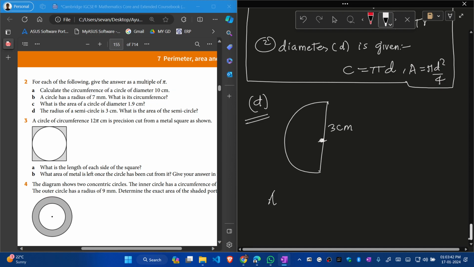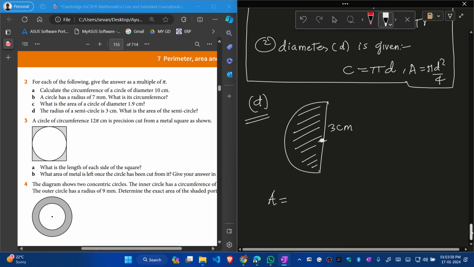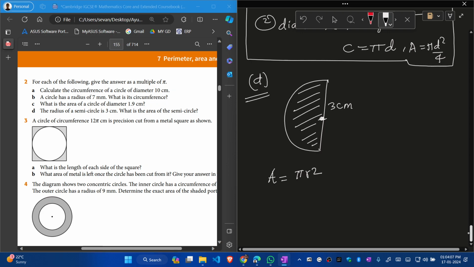So, if you want to tell what is the area? Because you know the radius, we will use the radius formula, the area formula. The area has to be pi r square, but it is half of the circle, so it will be half of that. Can you calculate it and answer this part?